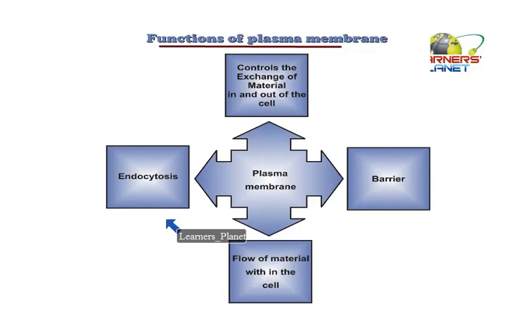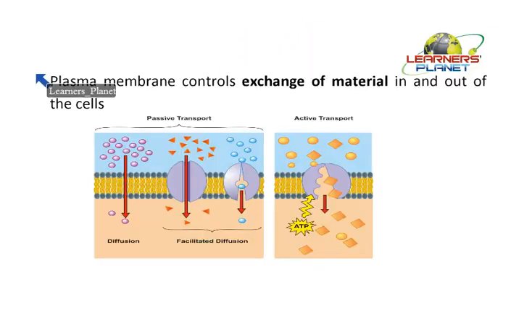Besides, it can help in processes like endocytosis, phagocytosis, exocytosis. Let us study each point in a little bit of detail. So the first point we have discussed is about the exchange of material. We studied that this exchange can occur by diffusion, and if it is for water, then it can take place by osmosis.